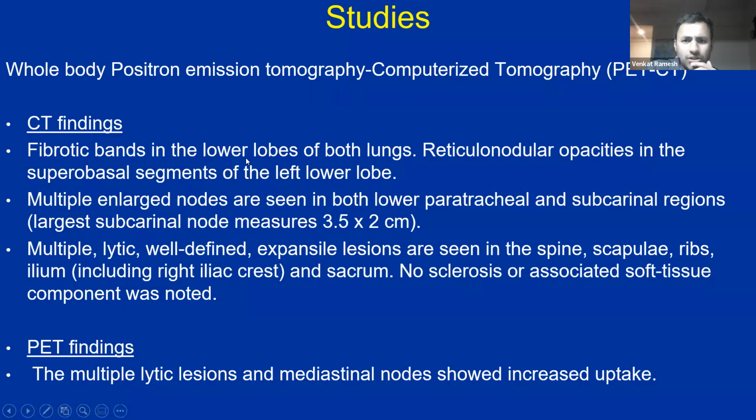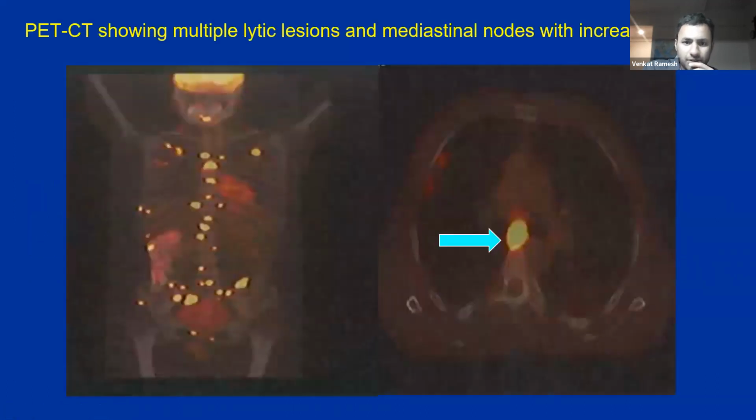So he had undergone a whole body PET-CT, and this is where the diagnosis was in a sense made, because there were reticular nodular opacities in the left lower lobe, and multiple enlarged lymph nodes in the lower paratracheal and subcarinal regions, with a large subcarinal node. And of course, the multiple lytic lesions demonstrated on the bone scan were also seen, and all of them showed increased uptake. So this is what one can see.